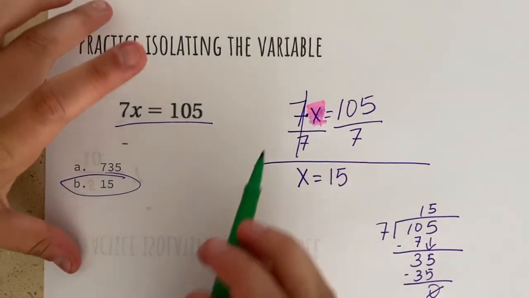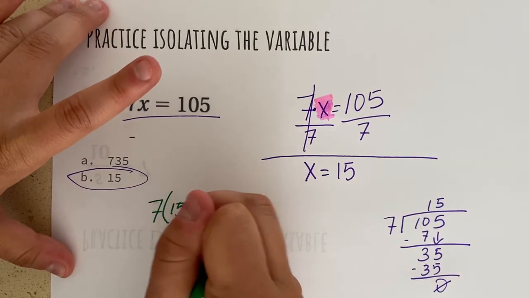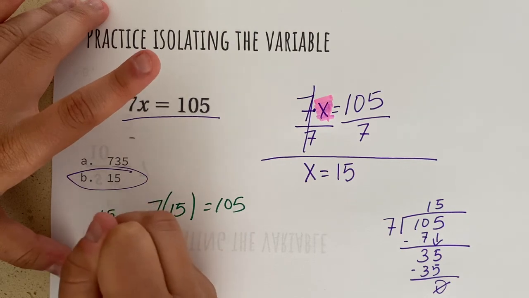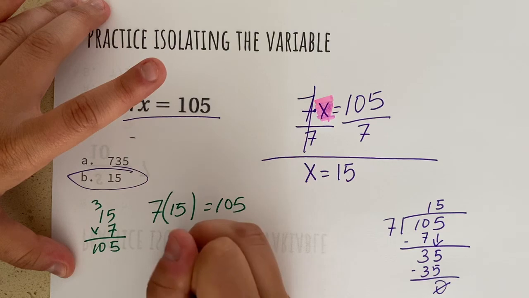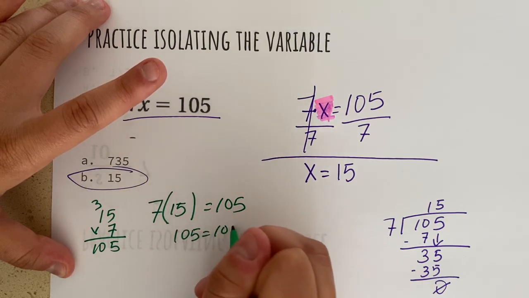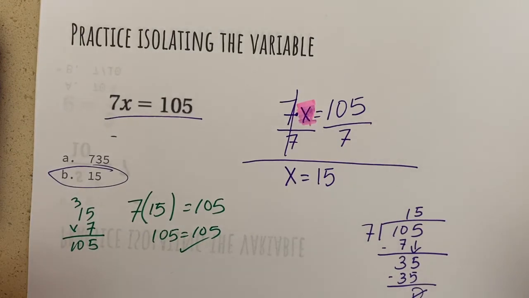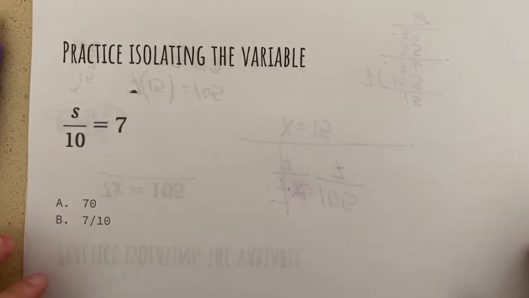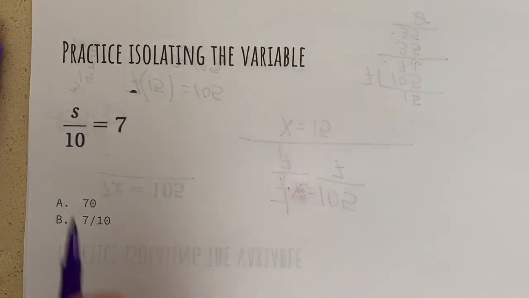Again, if I wanted to check this, I would substitute in for x. 7 times 15, and that should give me 105. 7 times 5 is 35. 7 is 105. So 105 is equal to 105. So that is correct. I like to substitute the number back in for the variable just to check, because I want to make sure that I have everything done correctly.